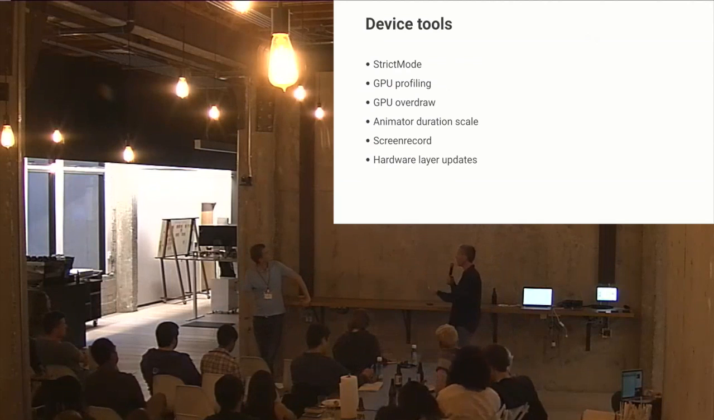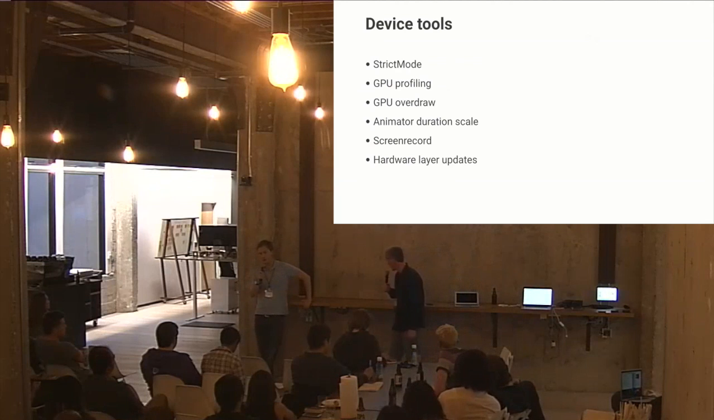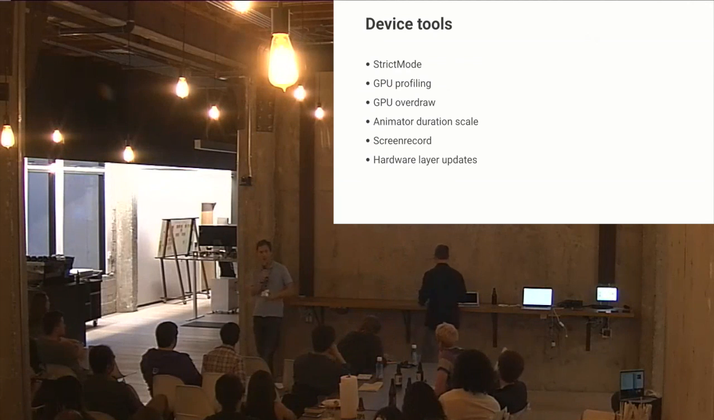And on the device side. So strict mode is an API that you can use from within your application. You can set what are the strict mode violations. So for instance, you can enable all of them or only some of them. So if you enable all of them and you do disk I/O on the main thread, if you do network access on the main thread, things like that, you will get either an exception or a log, or the screen will flash red. You can decide what is the reporting policy. So that is extremely useful.